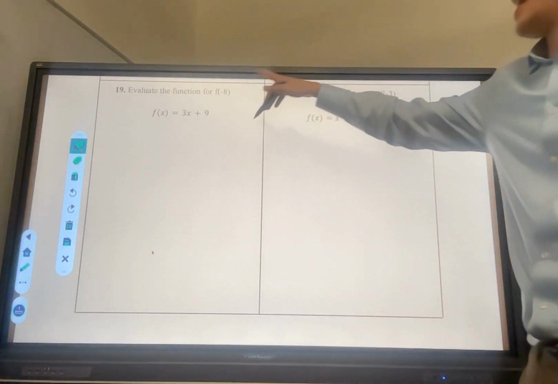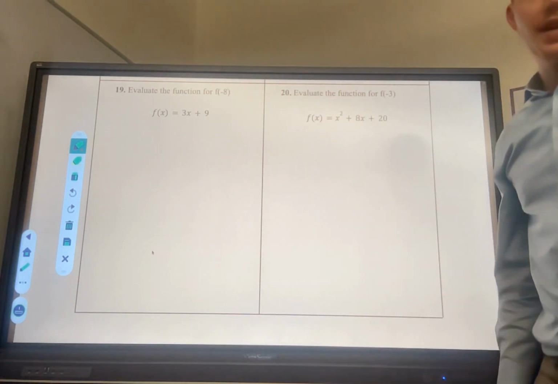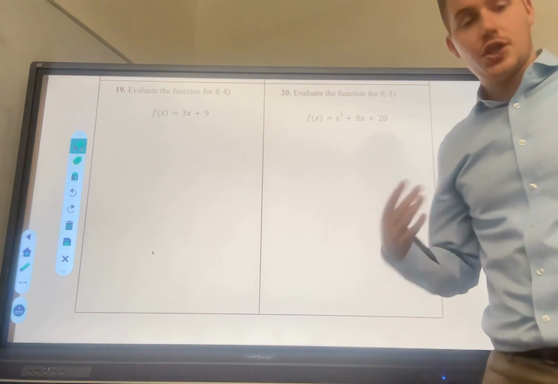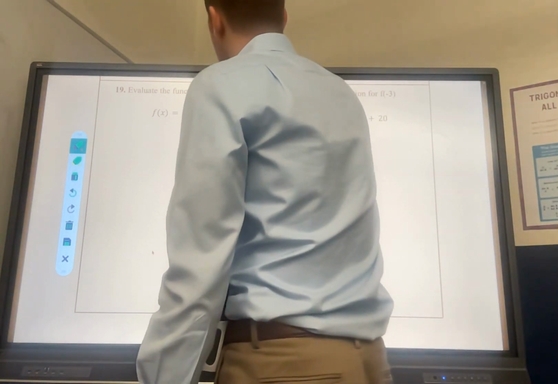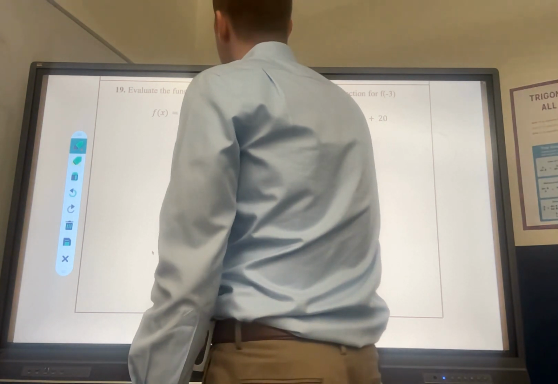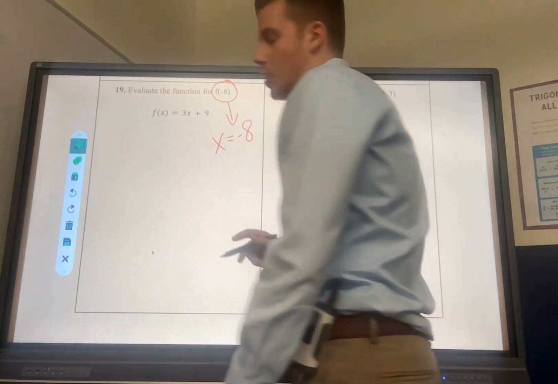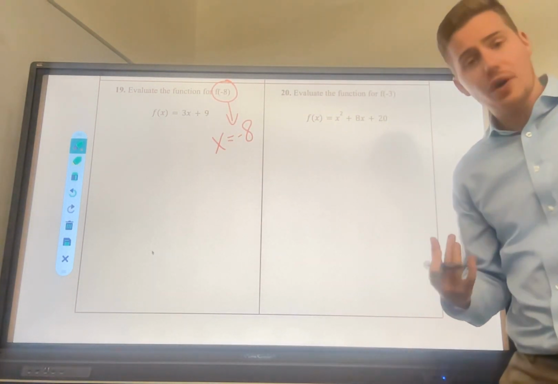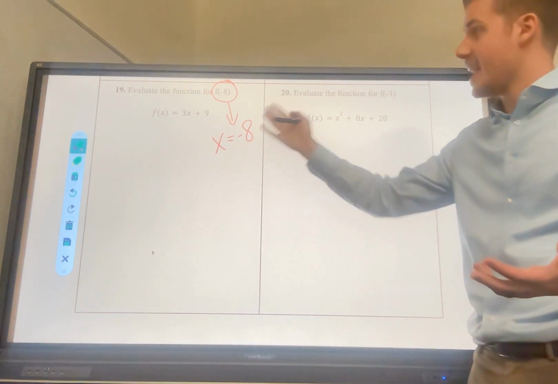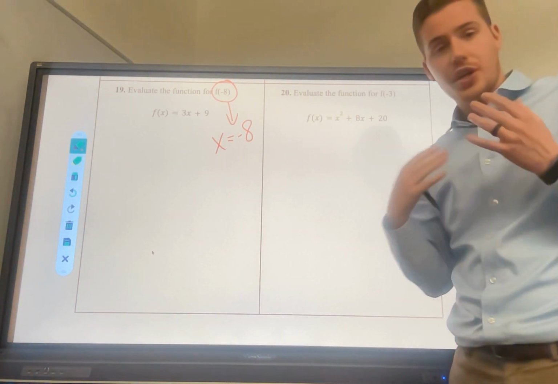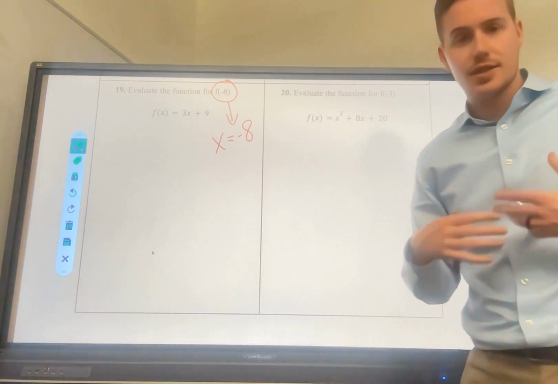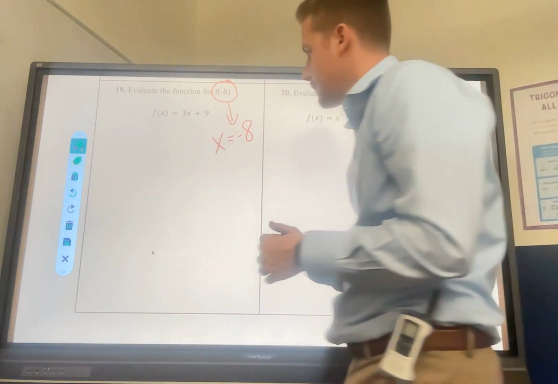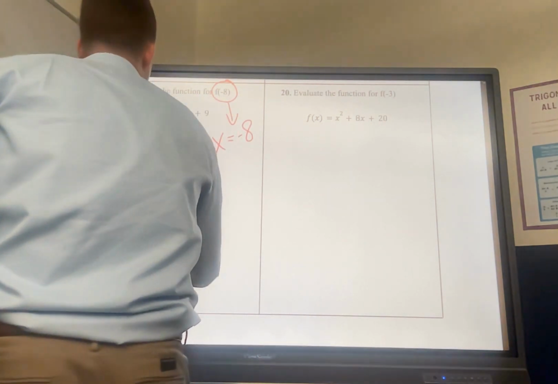All right, it says evaluate the function for f of negative 8. Essentially what this is telling us to do is this piece of information is telling me that x equals negative 8. Okay, we wrote it in function notation, but that's what it's telling you. It's saying x equals negative 8. And what we're going to do is take that information and substitute it in for x. And we're going to solve. And that's it. So watch me do this.